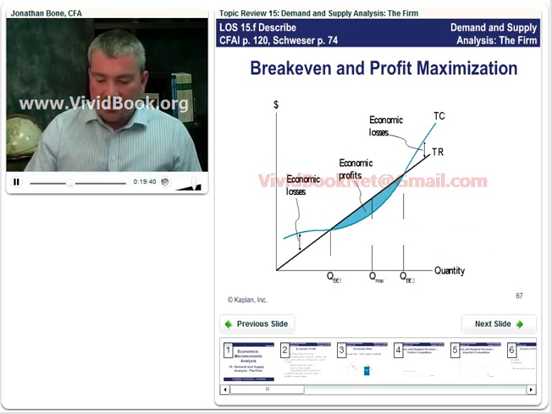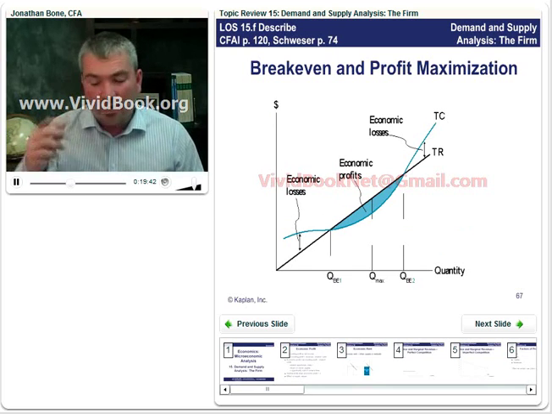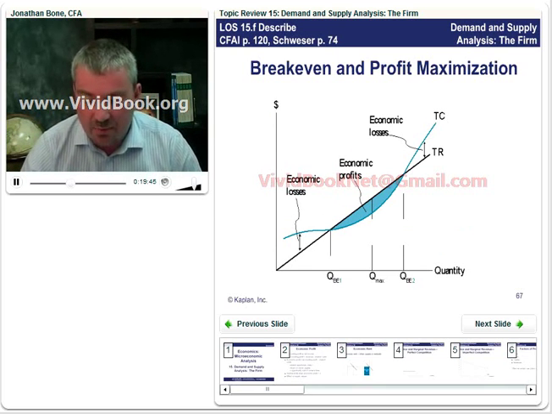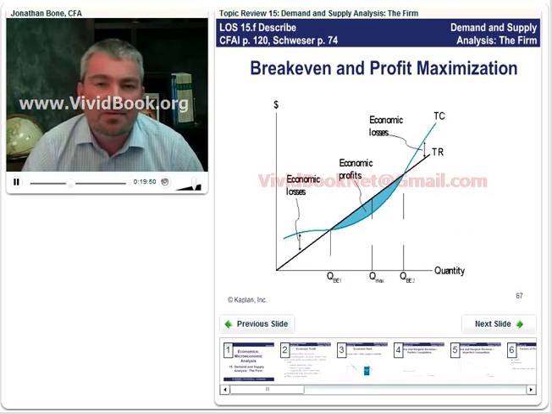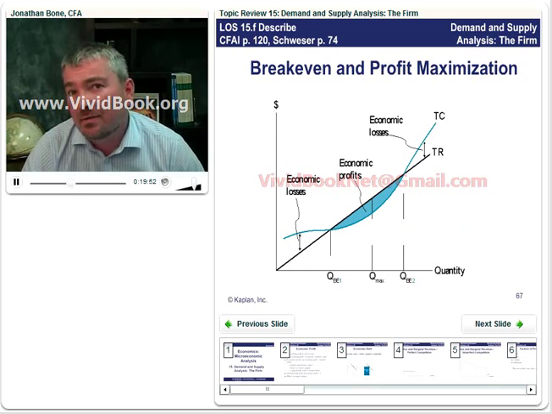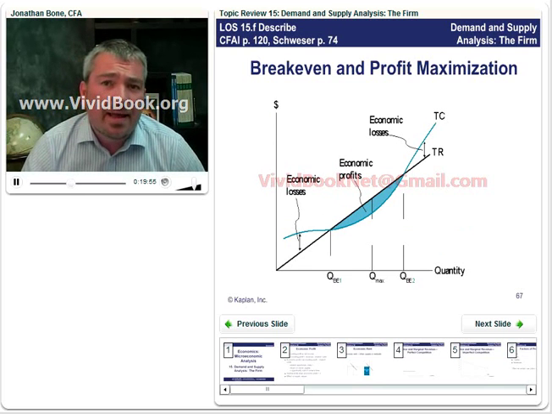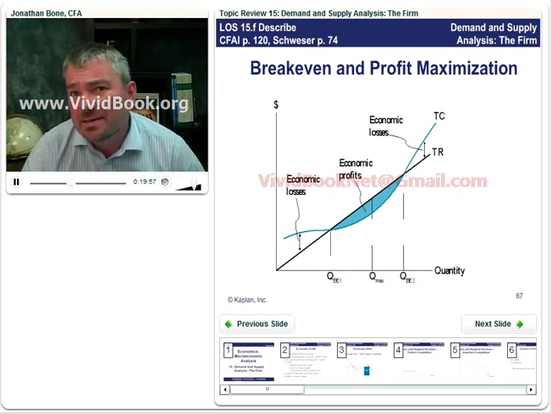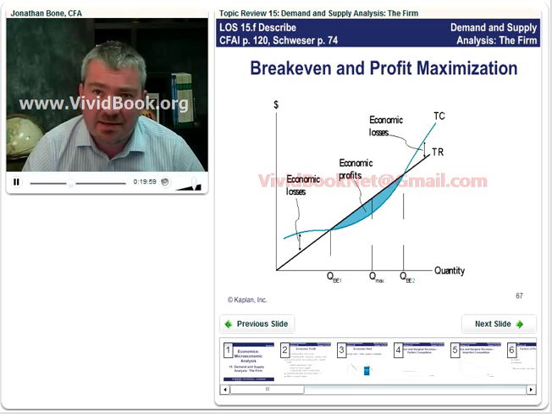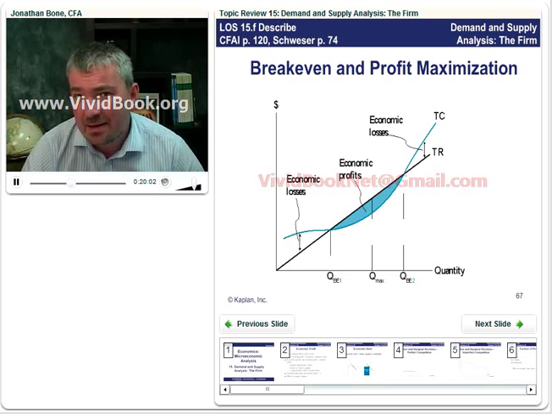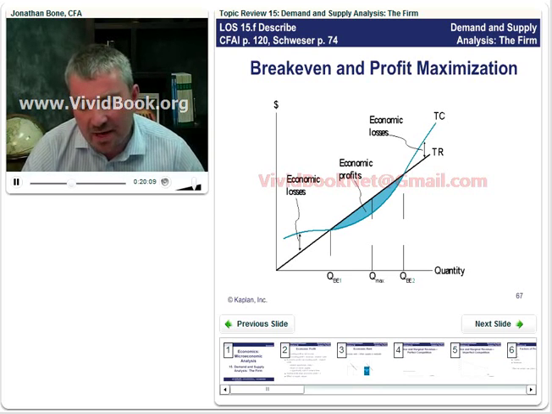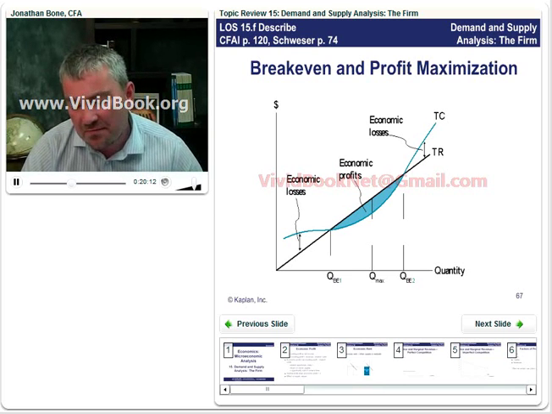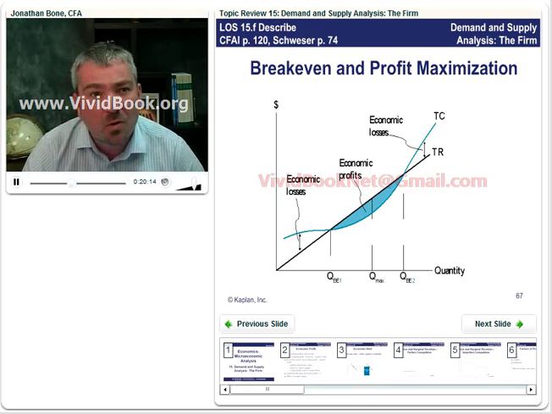Okay, now it asks us, our next LOS asks us to describe approaches for determining profit maximising levels of output. Now, in our first one, what we're doing is we're comparing total revenue to total costs. Now, again, I should point out that total cost includes those implicit costs, the costs of satisfying the funds provided by the equity investor, as well as their time and entrepreneurial ability. So notice what we're saying is when total revenue equals total cost, the firm breaks even. It makes a normal profit.